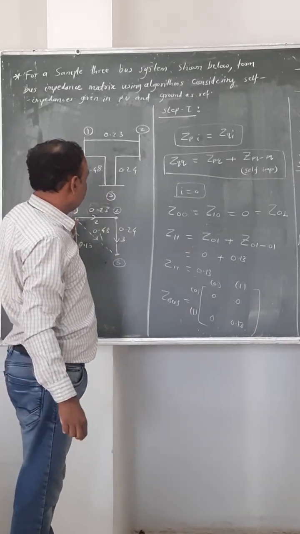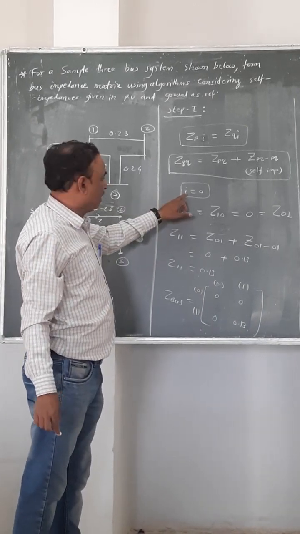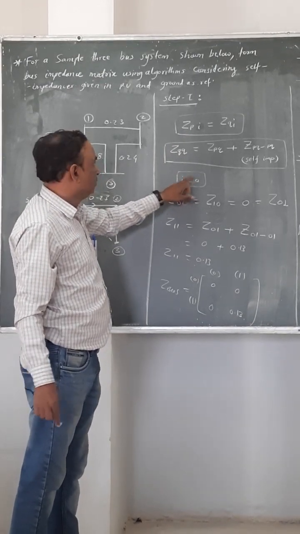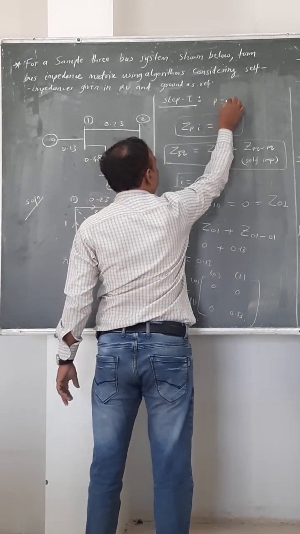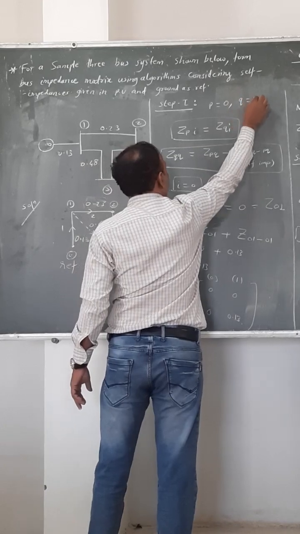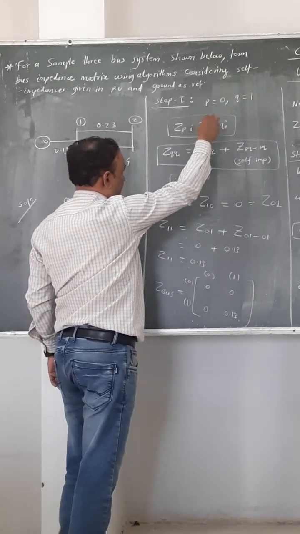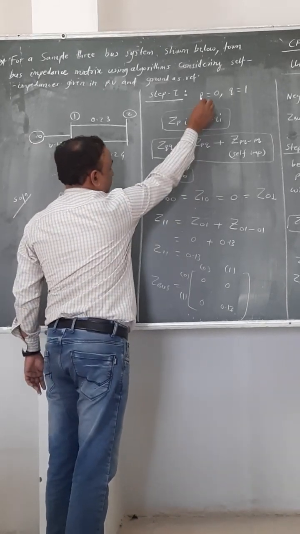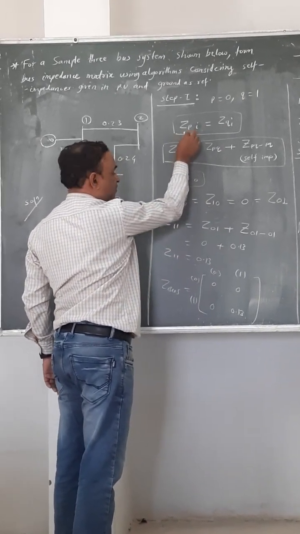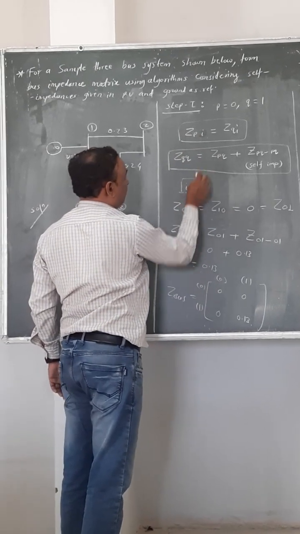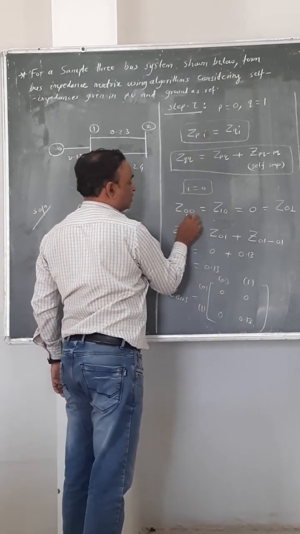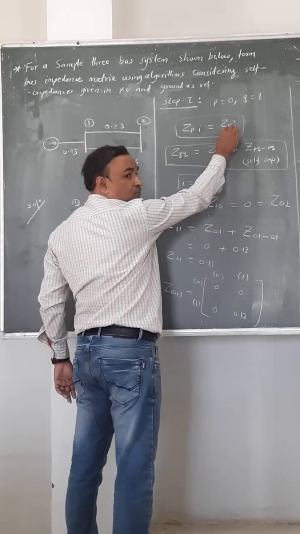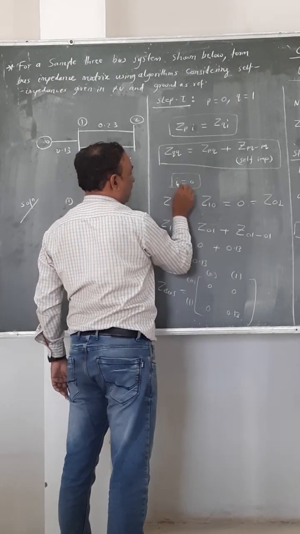Yes. So now, first of all, I am taking i equal to 0, and we also know that P equal to 0 and Q equal to 1. So we will use these values in these formulas. What is the value of P? 0. What is the value of i? 0. So Z00 equal to Z. What is the value of Q? 1. What is the value of i?